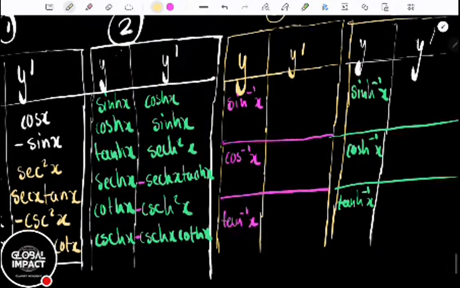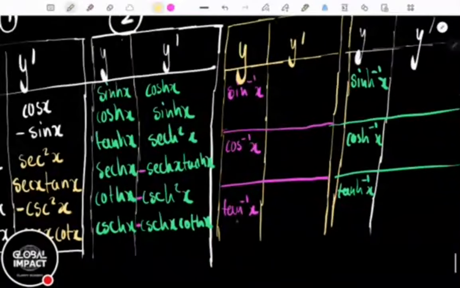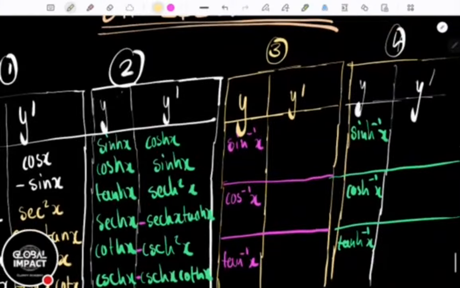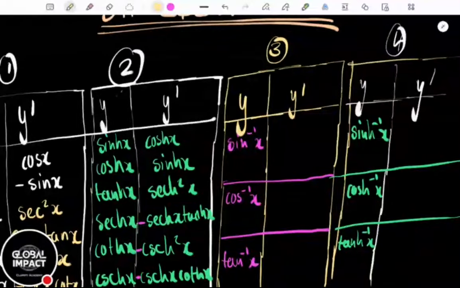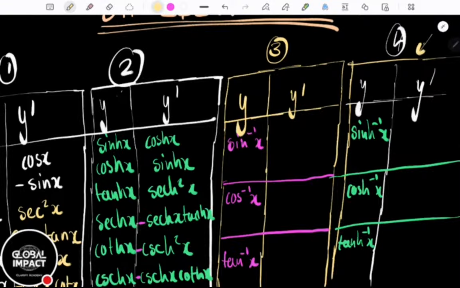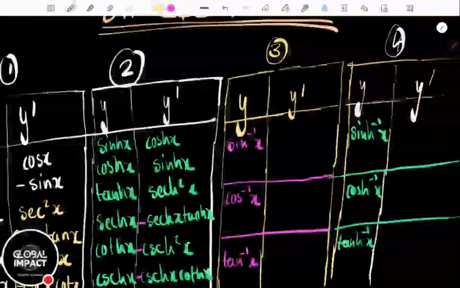How do I do it for sine hyperbolic, cos hyperbolic, and tan hyperbolic? You should know that for the inverse trig, for table number 3, the denominator starts with a 1, then it will do x squared. That is for table number 3. It is 1, then x squared. But for table number 4, it is going to be x squared in the denominator.